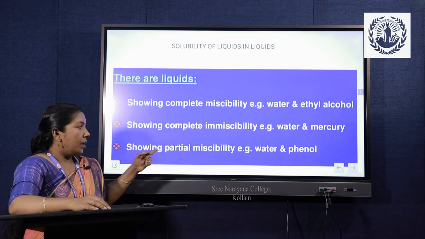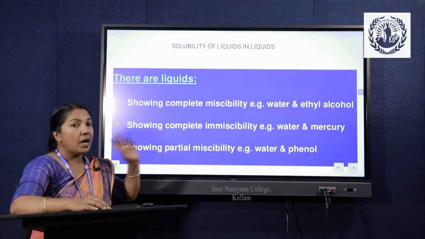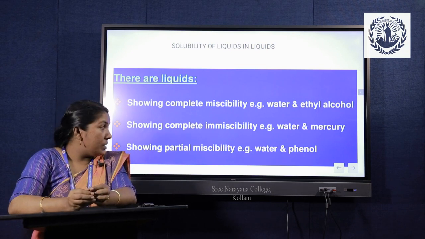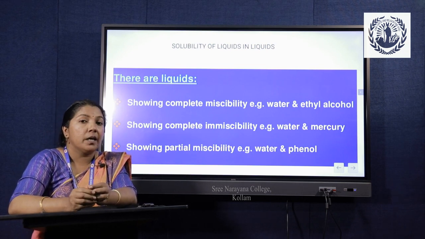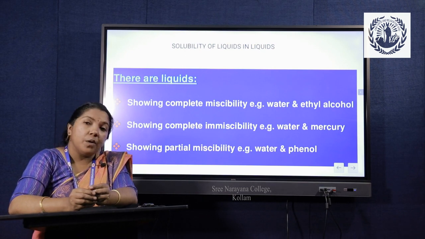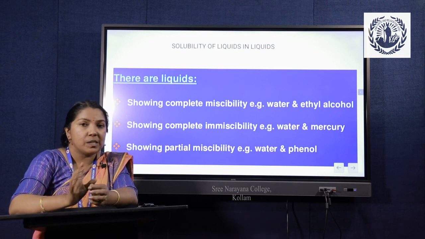Third category is solutions showing partial miscibility, for example, water and phenol. Chemistry students do a practical in their physical chemistry with water and phenol for partial miscibility. If you add water and phenol, you can see slight turbidity. That means they are partially miscible.